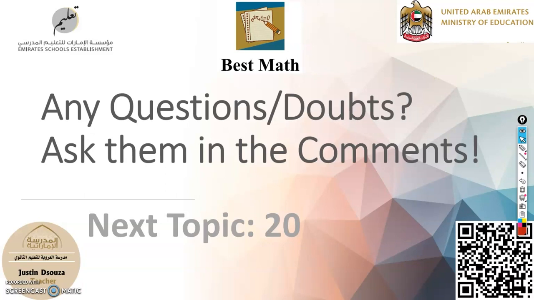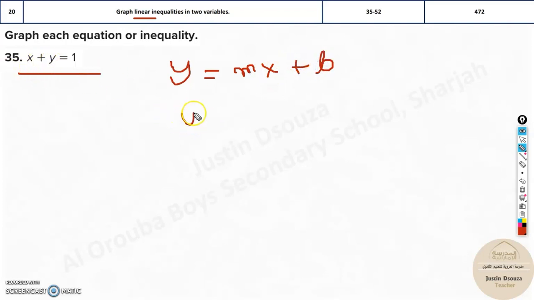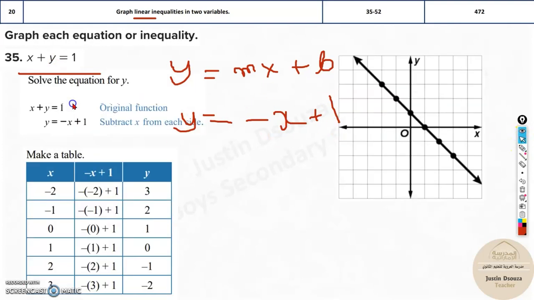The last topic in part 2 is the 20th topic. Here we will graph equations and inequalities. Now, the most important thing you must remember is, doesn't matter what the equation is, it's all about linear, so it will be only the power 1. You need to get this to slope intercept form, y equals mx plus b. Doesn't matter what the equation is, here y must be alone. So take this x to the other side, it becomes minus x plus 1. So this would be the slope intercept form here.